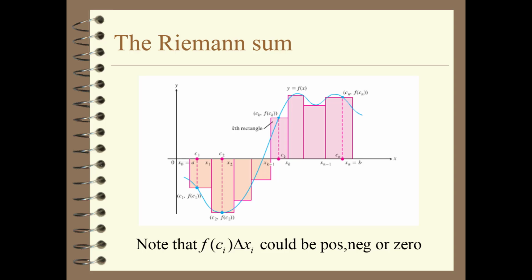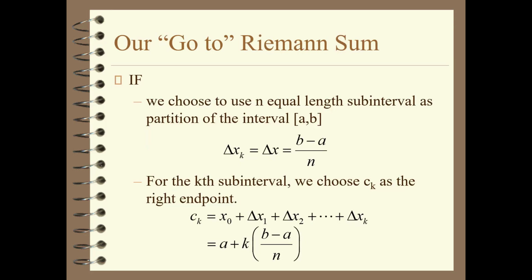This is actually a good idea because there's plenty of times when we want to compute something and we're looking for a net result. So there's positive and negative values and we want to add them up. So this is actually okay. Now, with so many different choices at our disposal when making a Riemann sum, it'd be nice to have a go-to Riemann sum. So this is essentially it.